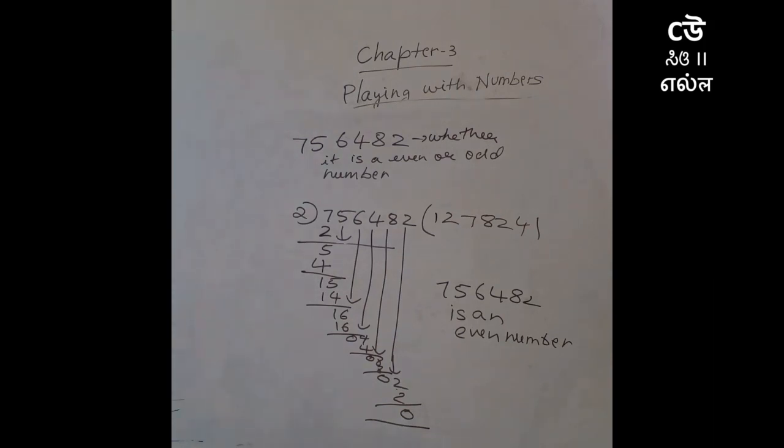See, children, but here, as they have given 6 digits, it's difficult to find by dividing the number, right? If they give 7 or 8, 10 digits, 7 digits, 8 digits, then also it will be a very long procedure for you to do by the division method. So, you have an alternative method for this to find whether a given number is an even number or odd number. So, let us see what is the alternative method for that. Okay.